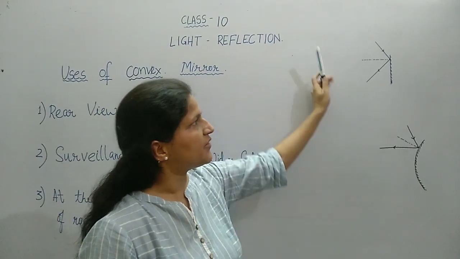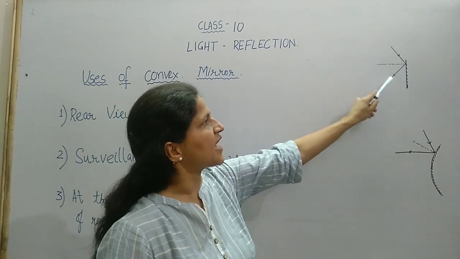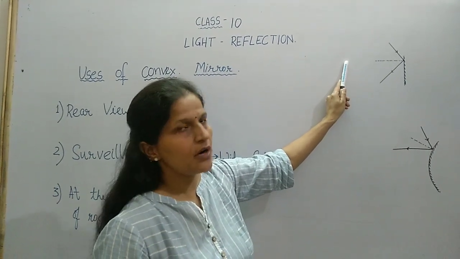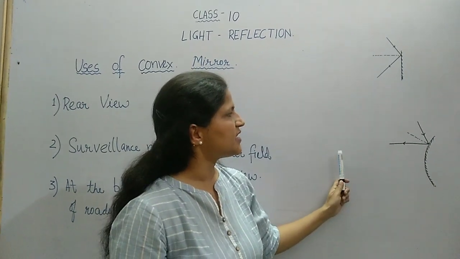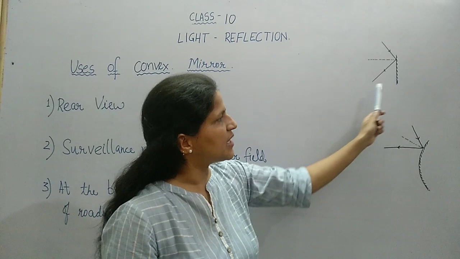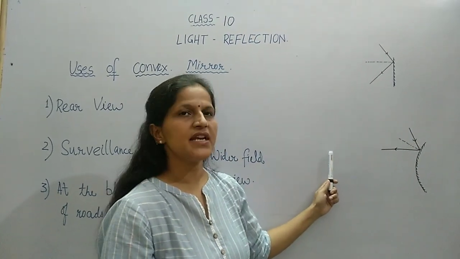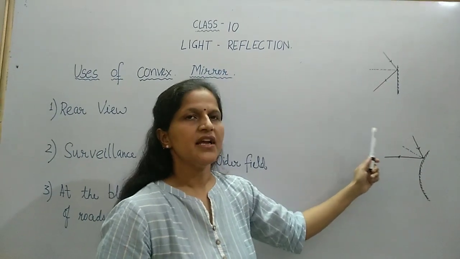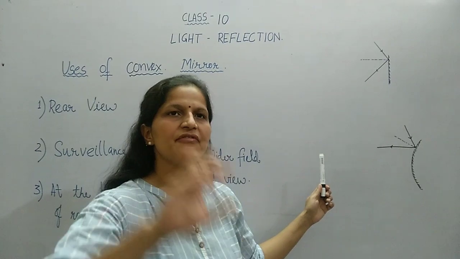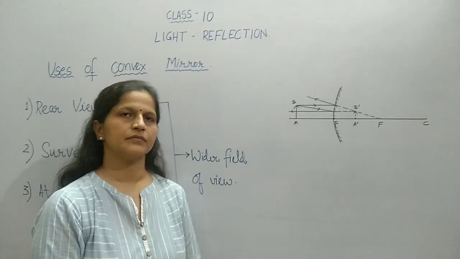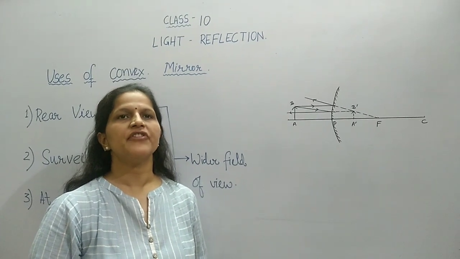So if the observer is looking at any object from here, then in this case he won't be able to see any object from which the light is coming from this direction, whereas if the observer is standing here and there is some object which is sending some light in this direction, the observer will be still able to see that object. It means that the observer will be able to see the objects which are at a very wider angle from the mirror.